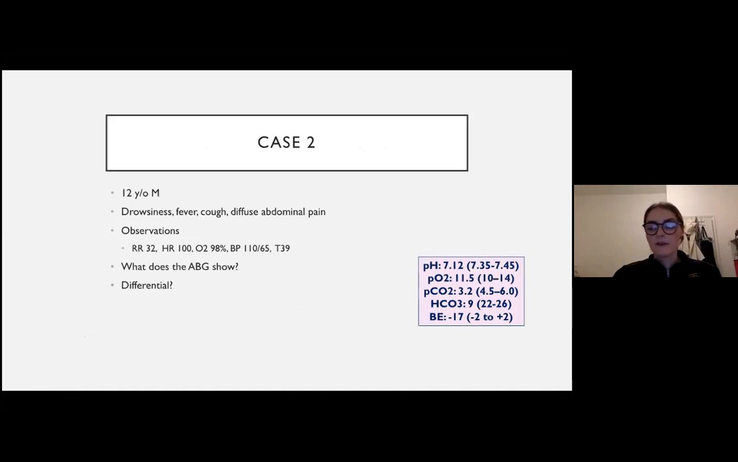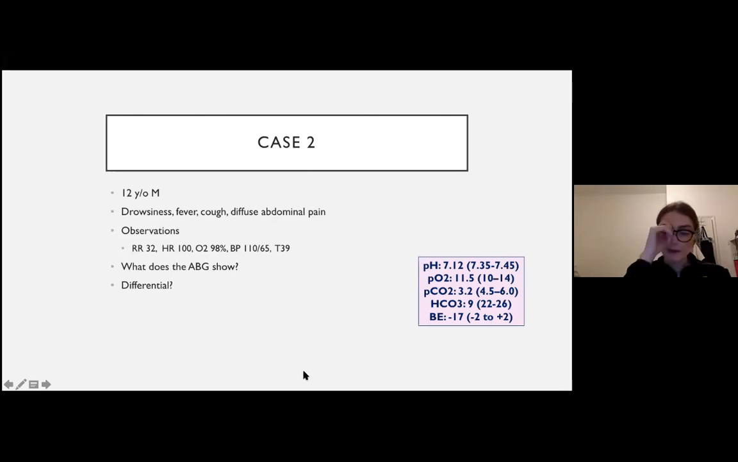Anyone, even if you want to just put it in the chat, or if you don't have 100% an idea, just speaking it aloud might help you. We have a few people in the chat saying metabolic acidosis. Yeah, so it is a metabolic acidosis. Has anyone picked up on anything else that's going on in this picture? They've said respiratory compensation. Yeah.